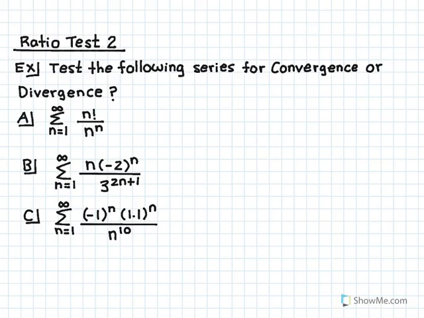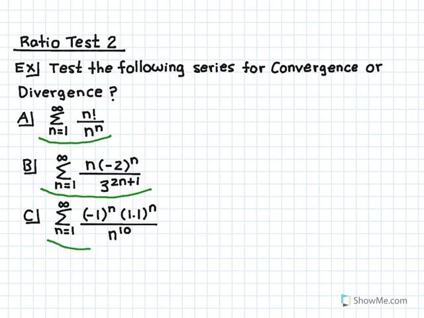In this video, we're going to look at a few more examples of the ratio test. Test the following series for convergence or divergence. Question A, summation n equals 1 to infinity, n factorial divided by n to the power of n. Question B, summation n equals 1 to infinity, n times minus 2 to the power of n, divided by 3 to the power of 2n plus 1.